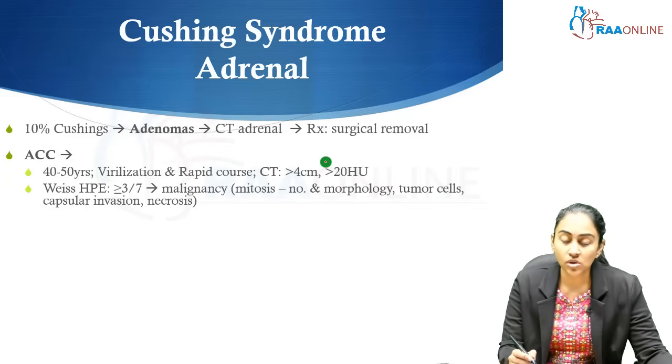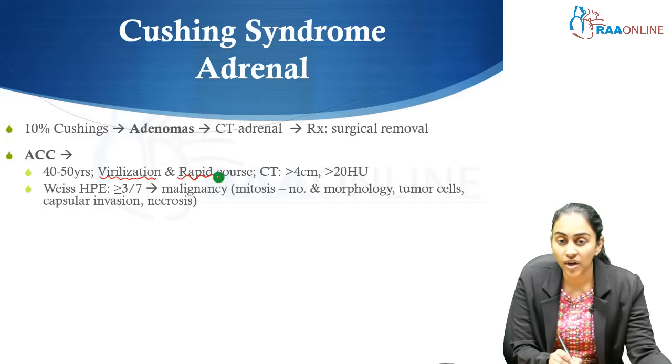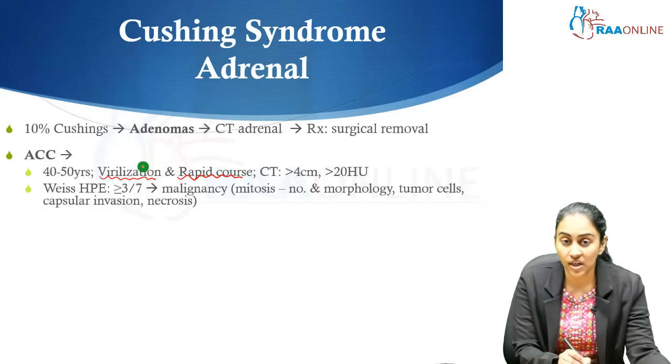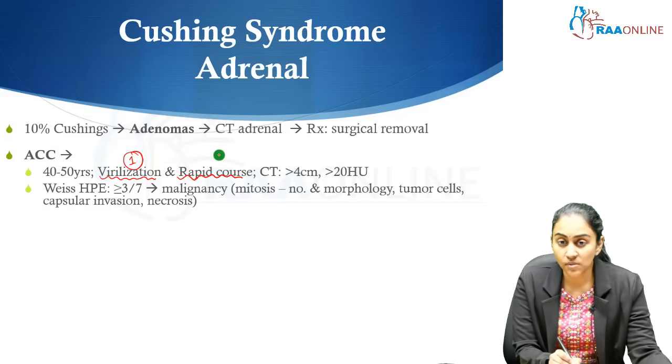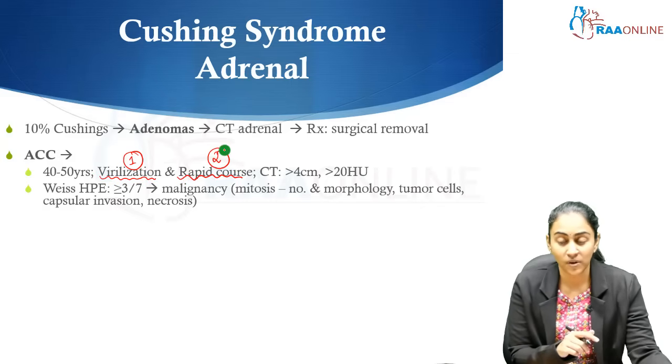Now, other causes of ACTH independent Cushing's include an adrenocortical carcinoma. This is common in the age group of 40 to 50 years. And when should we suspect an adrenocortical carcinoma? You have an ACTH independent Cushing's patient with an adrenal lesion, but the clinical features are significant for rapid course and virilization. These two specific attributes should make you think of an adrenocortical carcinoma.